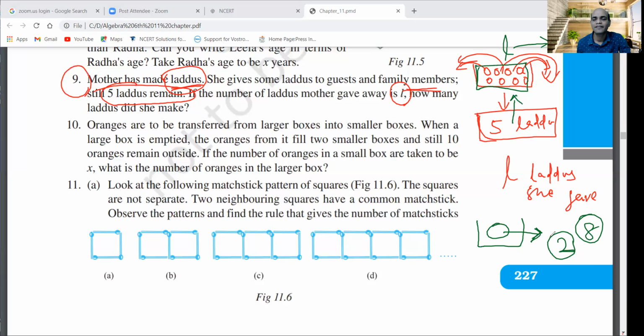Sir, 10 rupees. Sir, हाँ. Can you? 10 कैसे हुआ? 2 रुपए प्लस 8 रुपीज. Yes or no? Combine. Yes, this is 10 rupees. Now coming to this point, mother distributed L laddus.